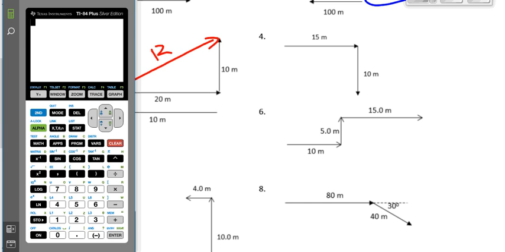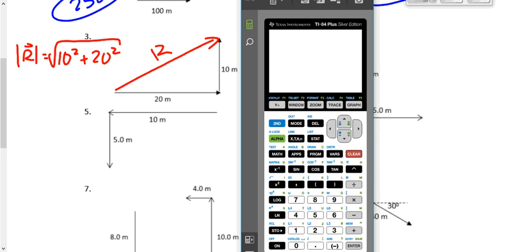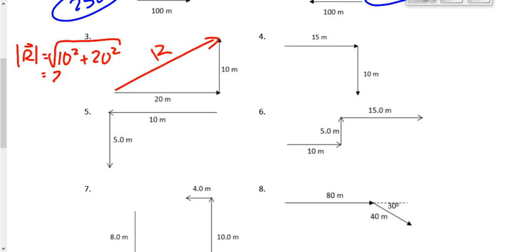Okay, that gives us a value of, let me move this over here. Let's say square root of bracket 10 squared plus 20 squared. And that bracket gives us a value of 22.4. It actually should be 2 digits, right? So 22 meters. Are we done with that, though?